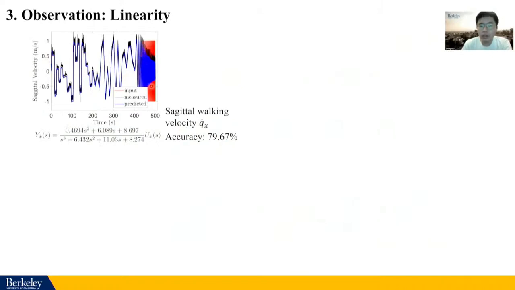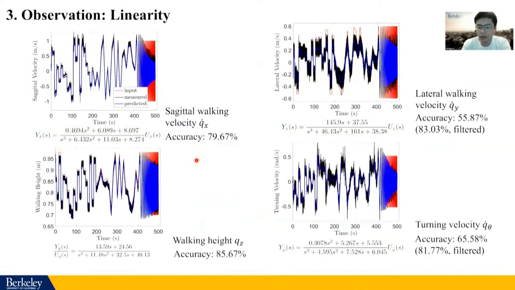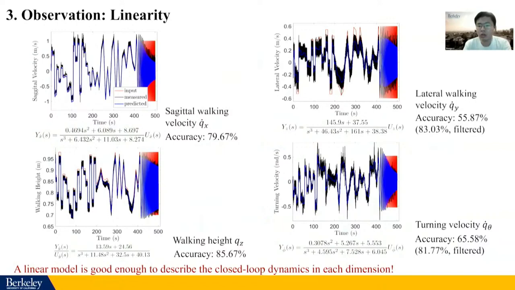The red line is the system input, the black one is the robot output, and the blue line is the predicted result using these identified models. This actually shows quite good prediction accuracy. The same happens in other dimensions, such as the lateral walking velocity, walking height, and turning rate. We find that a linear model is good enough to describe the closed-loop dynamics in each dimension.